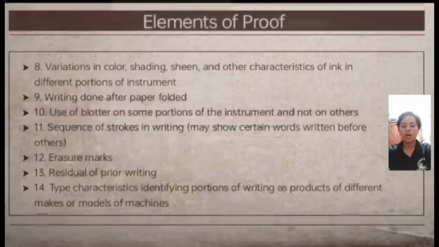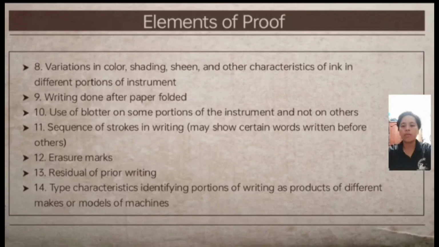Elements of proof. Number 8. Variation in color, shading, shade, and other characteristics of ink in different portions of the instrument. Number 9. Writing done after paper was folded. Number 10. Use of letter on some portions of the instrument and not on others. 11. Sequence of strokes in writing may show certain words written before others. Number 12. Erasure marks. Number 13. Residual of prior writing. Number 14. Types of characteristic identifying portions of writing as products of different makes or models of machine.